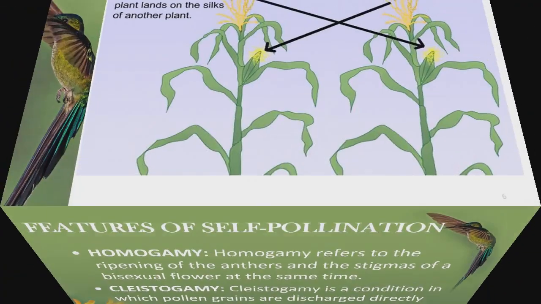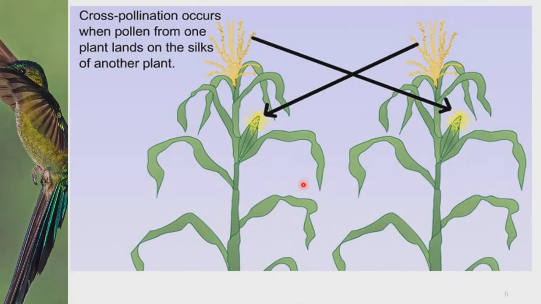The second type of pollination is cross-pollination. Another name for cross-pollination is what we call xenogamy or allogamy. Cross-pollination is the transfer of pollen grains from the anther of a flower to the stigma of another plant of the same species. Transfer of pollen grain from the anther of a flower to the stigma of another flower, probably on another plant but of the same species.